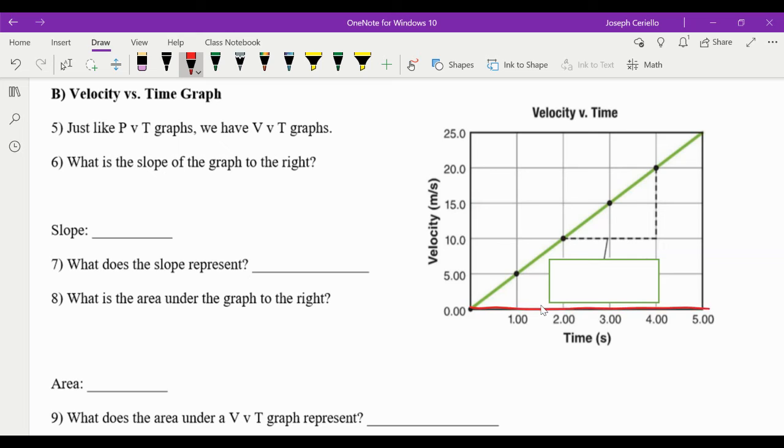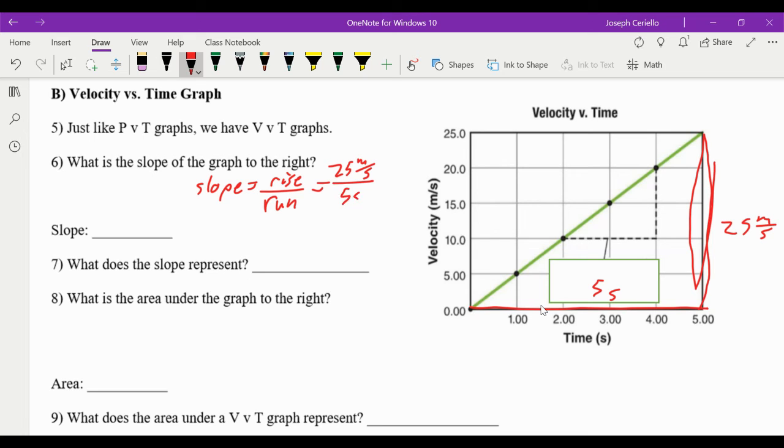So my run is going to be 5 seconds, and my rise is going to be 25 meters per second. Okay. So slope equals rise over run. Keep the units in, that's important. My rise was 25 meters per second. My run was 5 seconds. So it's 5 meters per second squared.